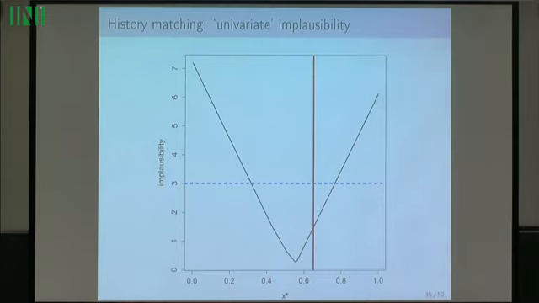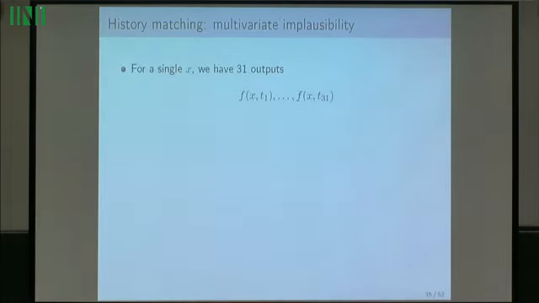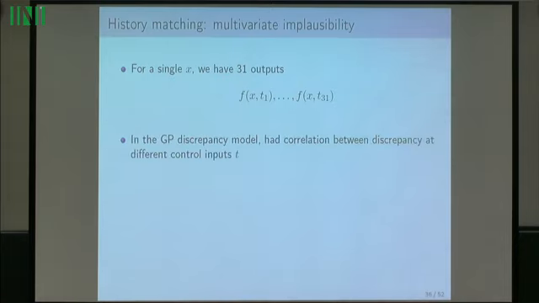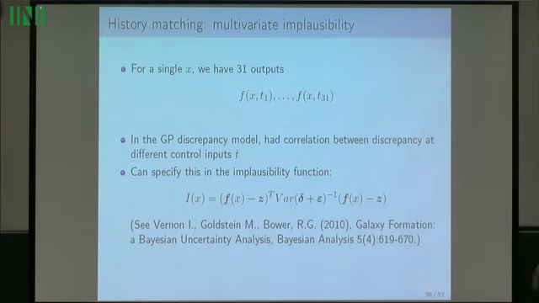But a bit more interesting is to think about a more appropriate multivariate implausibility. In that Gaussian process model, we've got this correlation between discrepancies at different control inputs. So you're in a particular part of the design space, you see that you've got an error, and you think that your error nearby is going to be similar in your model prediction. So let's have a vector of all my model outputs, a vector of my observations and so on, and an appropriate variance covariance matrix. And you might instead use that as an implausibility function.